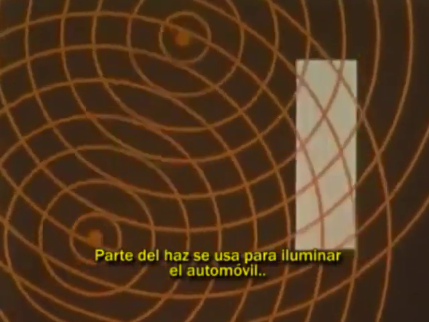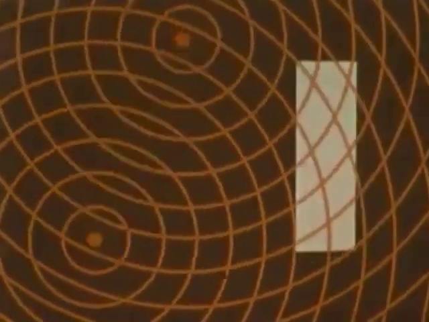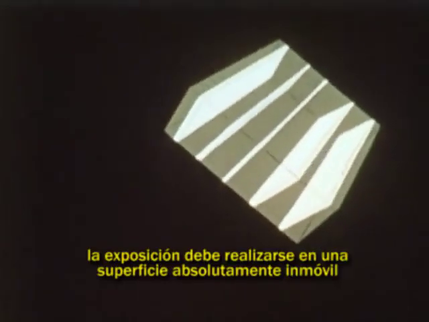Part of the beam is used to illuminate the car. We'll call this the object beam. A second beam, called the reference beam, shines directly on the emulsion and interferes with the light reflected from every point of the car. The exposure must be made on an absolutely motionless surface. Even the slightest vibration will ruin the hologram by smearing out the interference pattern. We will expose the film for about 10 seconds.